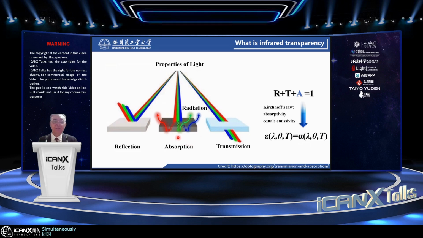And there's another property of the light. Whatever is absorbed will be emitted in the form of radiation. We will get to that later on. So whatever you absorb is completely going to be emitted. So the emission equals absorption.